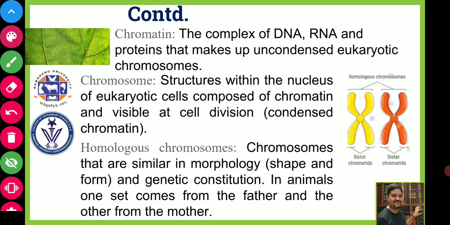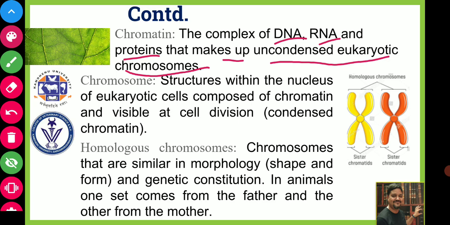Now another related term is chromatin and chromosome. So what is the difference between chromatin and chromosome? Actually, the word chromatin is a complex of DNA, RNA and proteins. So there will be DNA, RNA and proteins. These three together will make the chromatin. Actually, what these three together form is chromosome also. But the difference between chromosome and chromatin is that chromatin is the uncondensed eukaryotic chromosome.